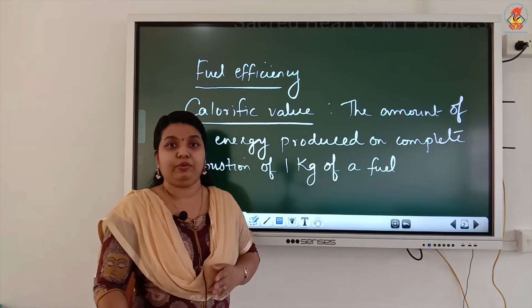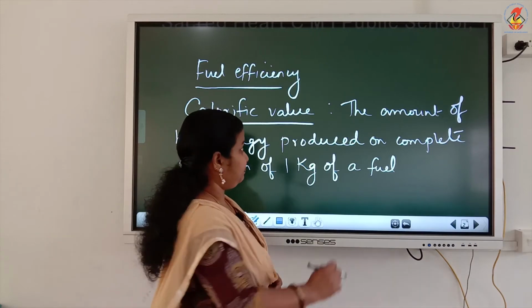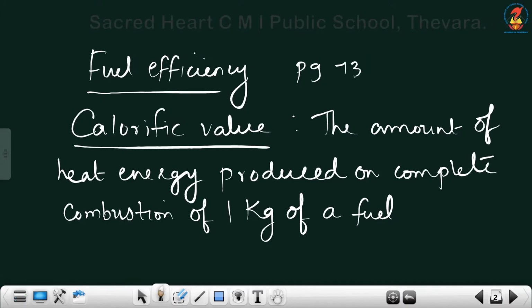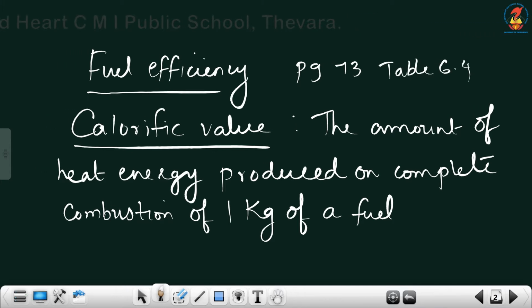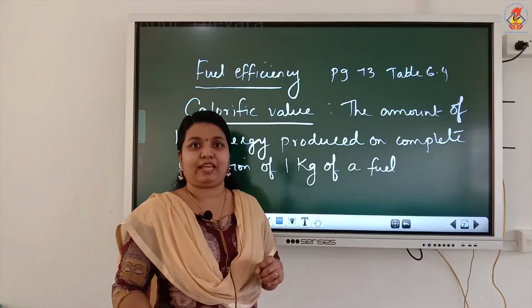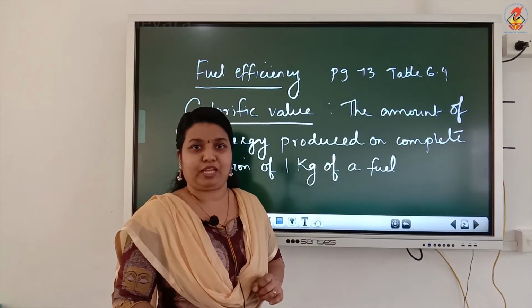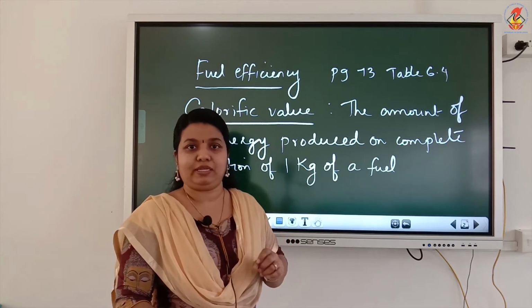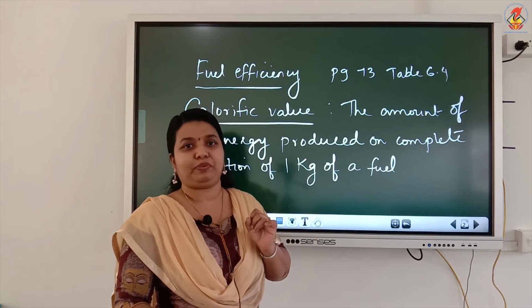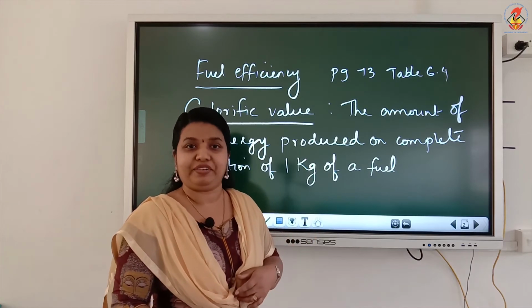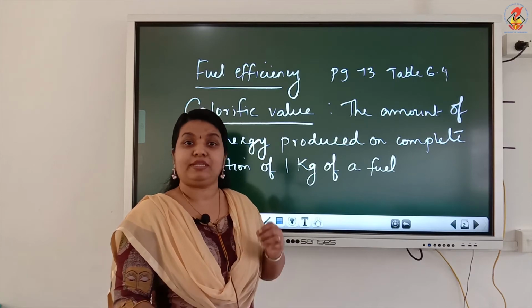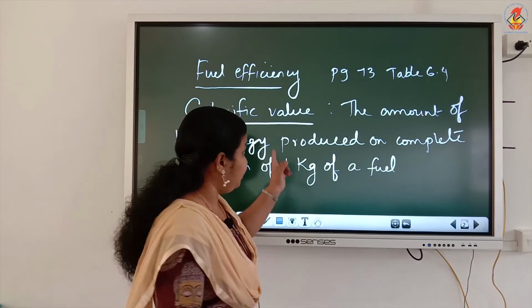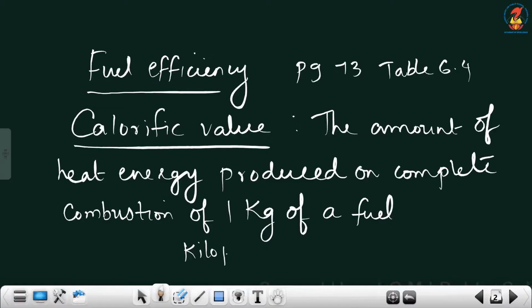In your textbook, page number 73, there is a table, Table 6.4. You can go through it and see the calorific value of different fuels. Some fuels produce only a lesser amount of energy when 1 kilogram is burned. But fuels like hydrogen produce 1,50,000 kilojoules. The unit of calorific value is kilojoule per kilogram.